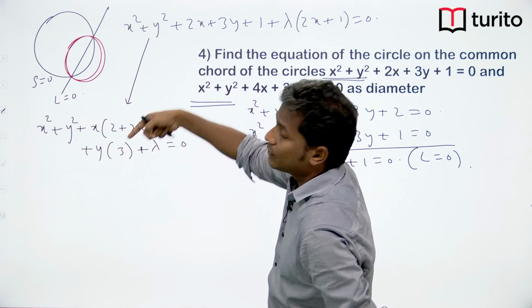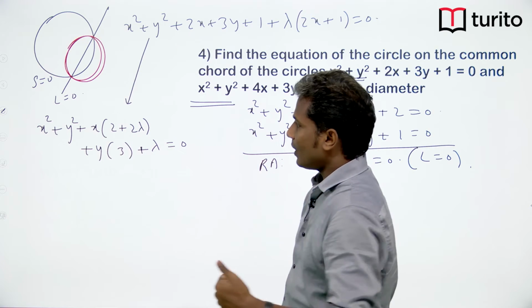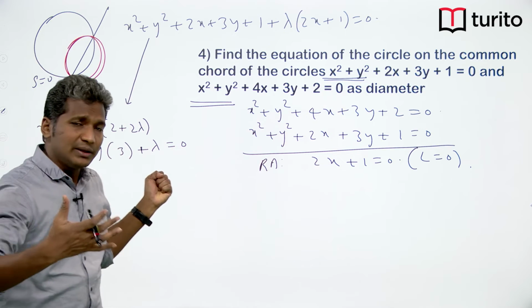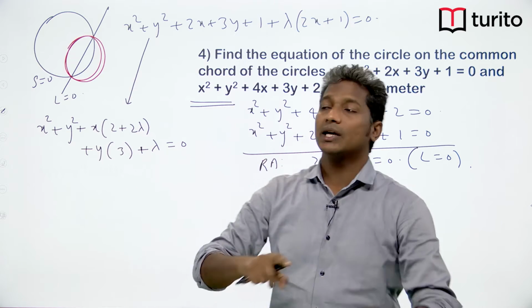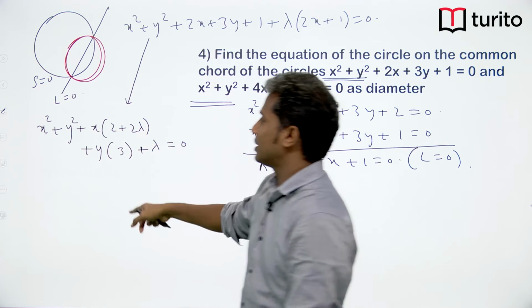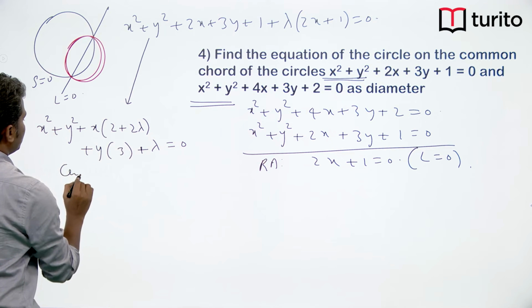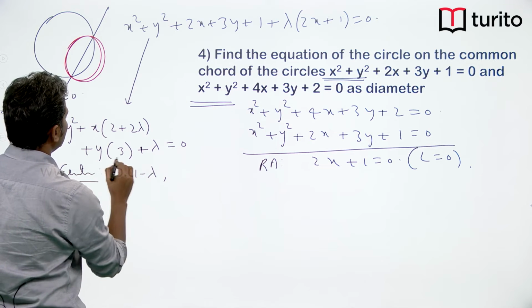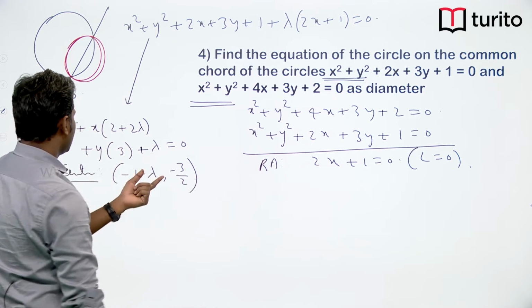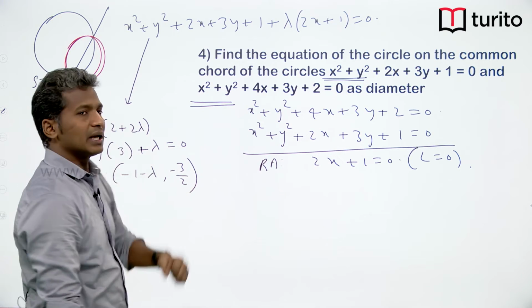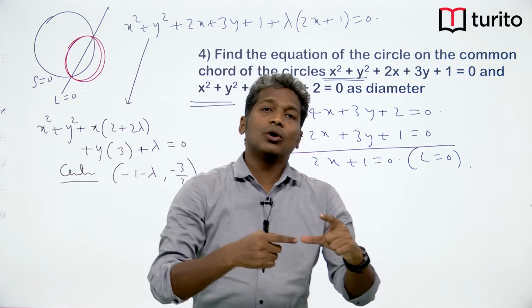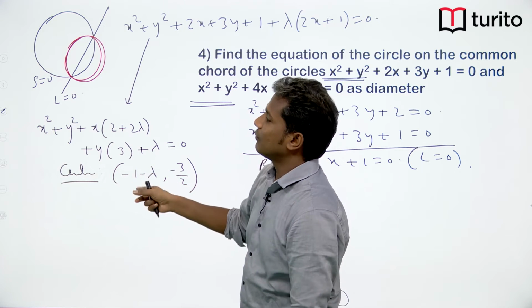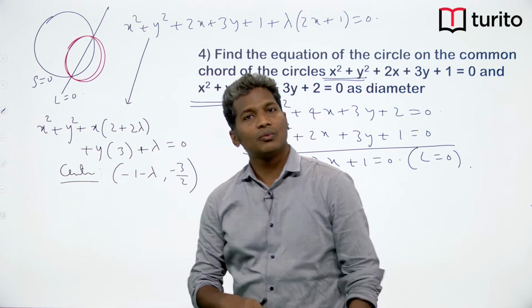Now I want that line only to be the diameter. So that means the center of the circle that I got in terms of the family, the center of this family circle must lie on the radical axis. Okay. So for that I will just calculate center from here. Center is minus 1 minus lambda comma minus 3 by 2. Now this center must lie on the same radical axis for the common chord to be the diameter. For the common chord to be the diameter, the center of the family must lie on the common chord only.